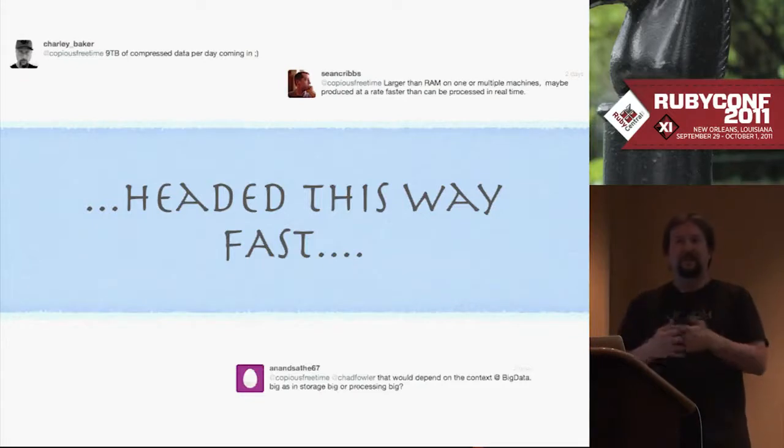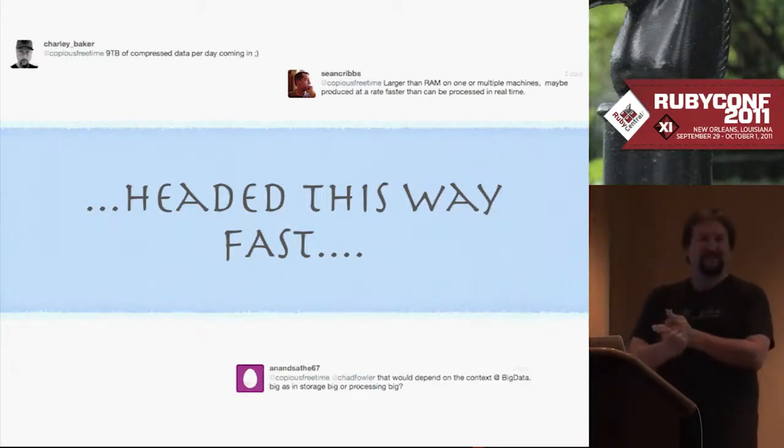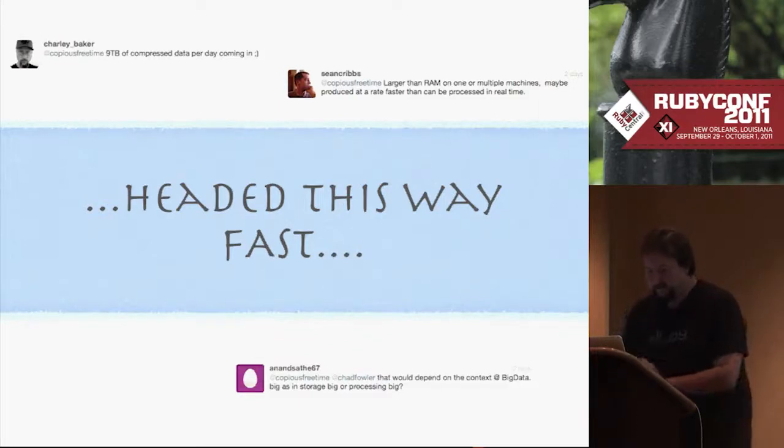Another definition that people came up with when I asked the question of what is big data: a lot of data, a good chunk of data heads my way really, really fast. Charlie Baker, is he in the room? Yes, Charlie, okay. He said 9 terabytes of compressed data coming at me every day. Not too bad. More than processing that fits in RAM, or, yeah, lots of data headed your way fast.